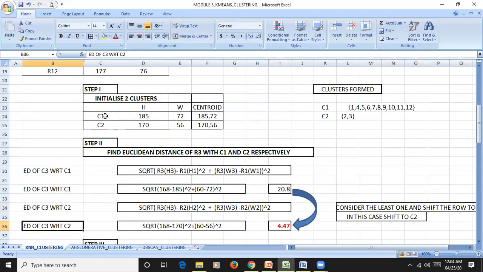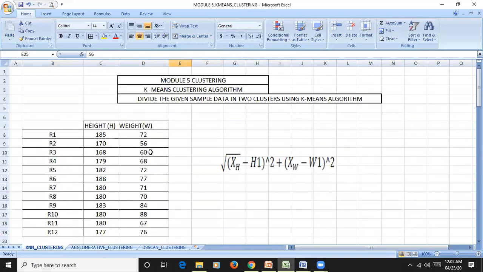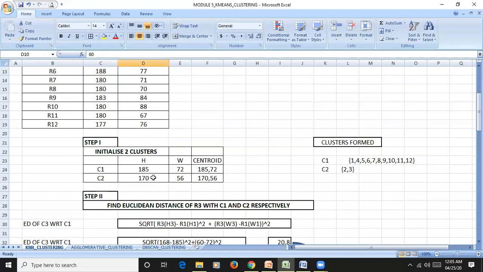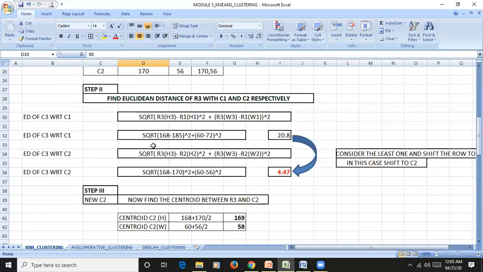Now you have got it with respect to C2. My prior centroid value was so and so. Now your centroid value changes. How does it change? It changes by finding the average of the height of C2 with the value of R3, then the weight with W3. That is how we are going to find it: 170 plus 168 divided by 2, 60 plus 56 divided by 2. That is your step 3.